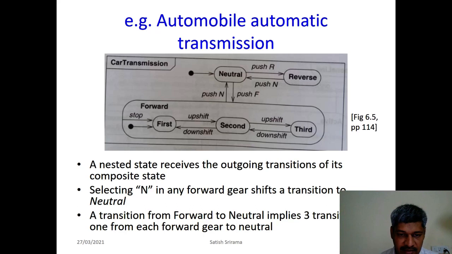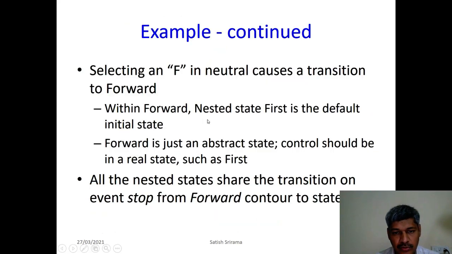Then of course, with the transitions we have discussed, we can go to second and third with upshift and downshift, and it will come back down. Okay. So basically the first is the default initial state. Okay, so that's what the diagram is actually showing.